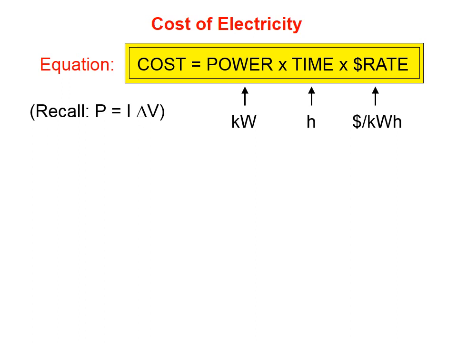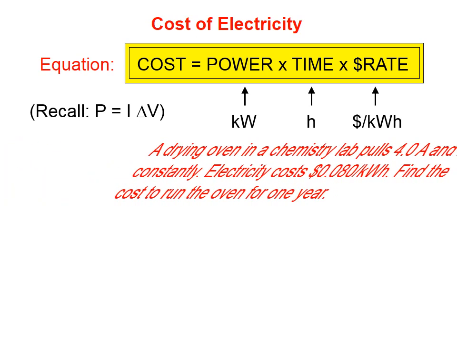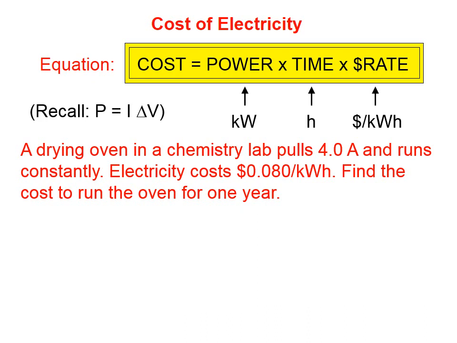So this is one of those rare circumstances where we won't use the standard SI units in our equation. We need to have the power in kilowatts, the time in hours, and then we can multiply those quantities by the rate to give us the cost in dollars. And this is only because we are charged per kilowatt hour.